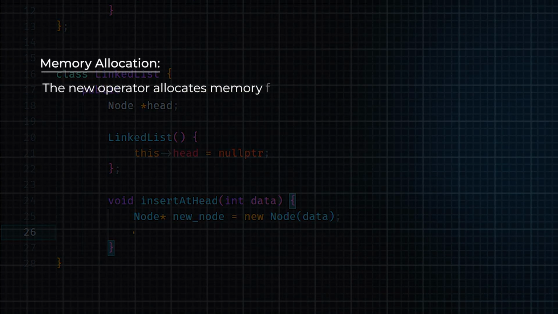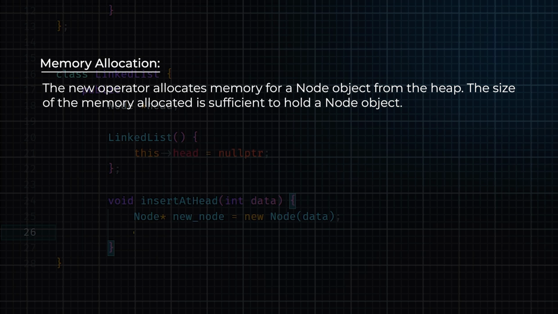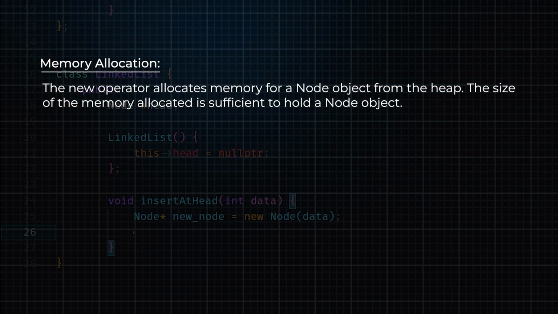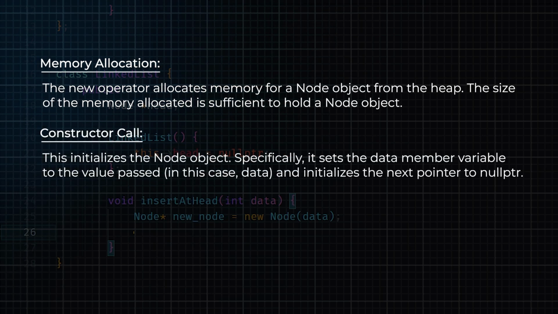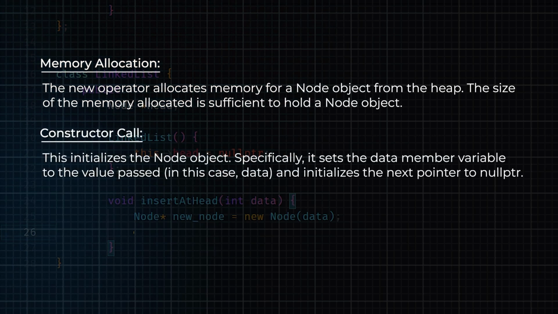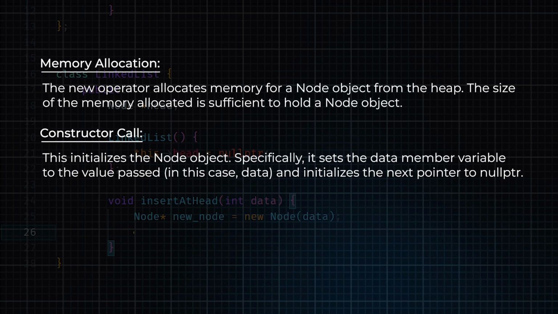The new operator allocates memory for a node object from the heap. The size of the memory allocated is sufficient to hold the node object. After allocating the memory, the node constructor is called. This initializes the node object. Specifically, it sets the data member variable to the value passed, in this case data, and initializes the next pointer to null.